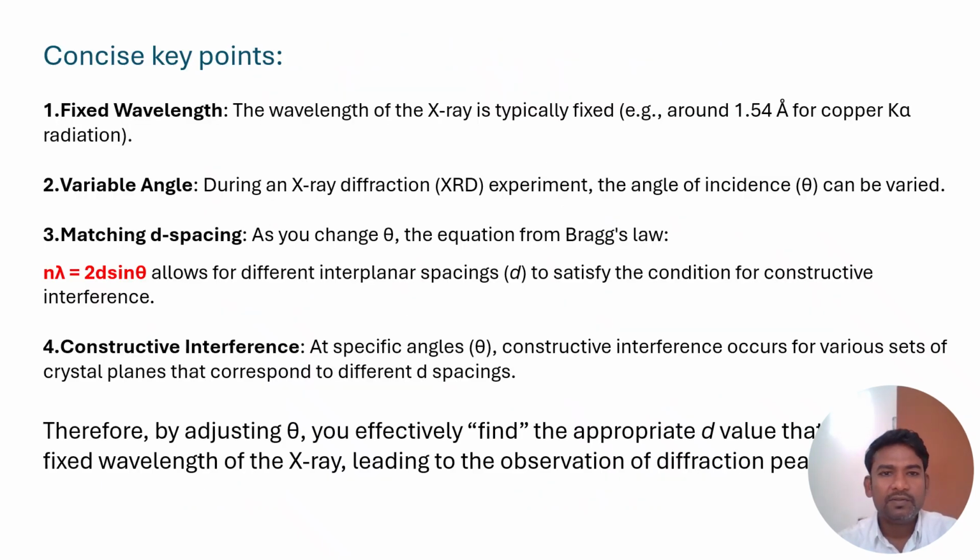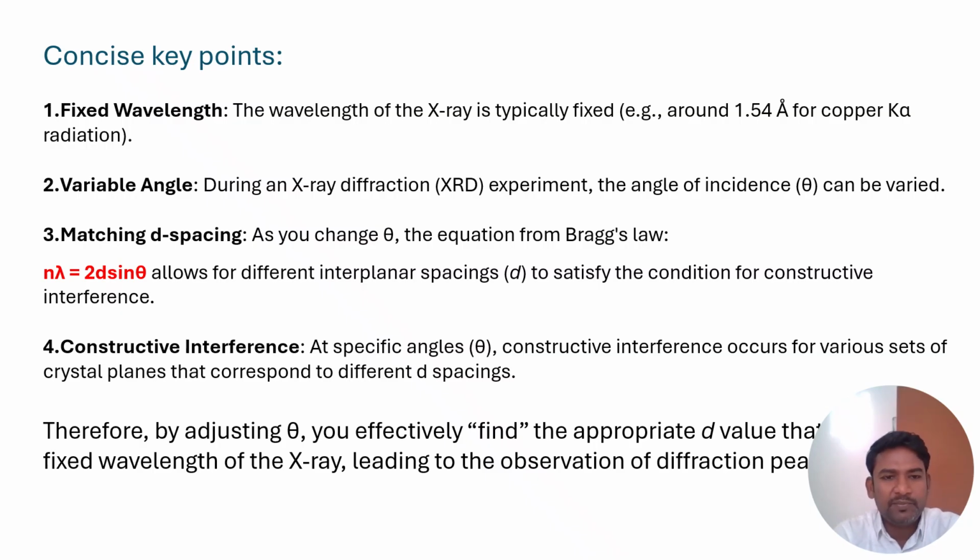So with these concise key points, I'll wind up the XRD working principle. The fixed wavelength is very important. That is, the wavelength of X-ray is typically fixed, which is around 1.54 angstrom. And the variable angle: during an X-ray diffraction experiment, the angle of incidence theta can be varied. Matching the D spacing means that as you change theta, the equation from Bragg's law, n lambda is equal to 2d sin theta, allows different interplanar spacings to satisfy the condition for which constructive interference occurs.